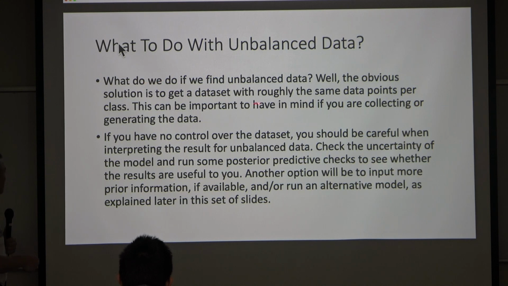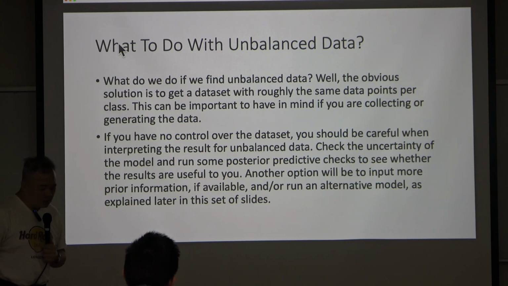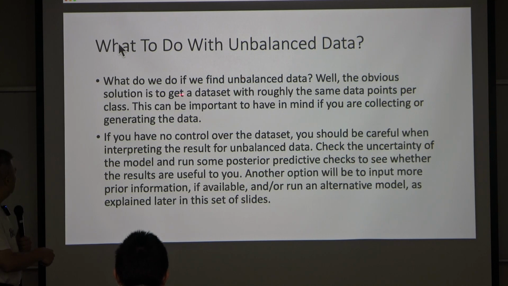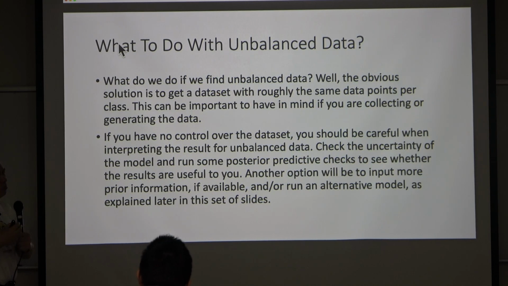So what do we do if we find unbalanced data? The easiest solution is that if you are able to control the data collection, then you probably want to get a data set with roughly the same number for each class. It doesn't have to be exactly a 1-to-1 ratio, to be honest.